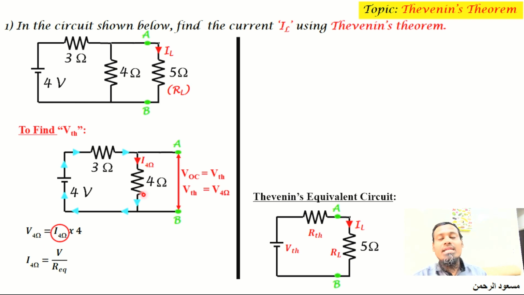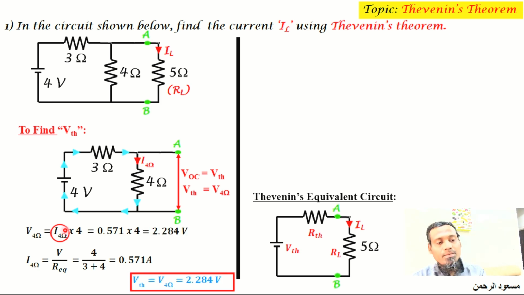So these two are connected in a series circuit. The equivalent resistance is the addition of the given elements. The voltage V is 4 volts and the equivalent resistance between these two is 3 plus 4, which is written here, and if you manipulate it, it will be 0.571 amps. So you have to substitute this I4 ohm in this place to get the V4 ohm, nothing but VTH. By doing so, you will end up with VTH to be 2.284 volt. So far we have calculated the value of Thevenin equivalent voltage VTH.